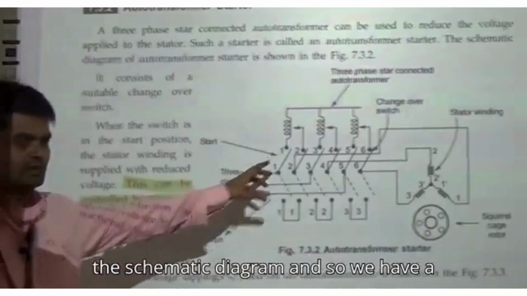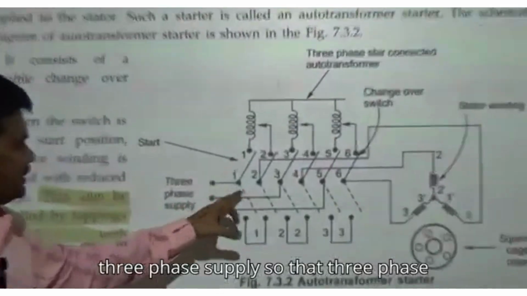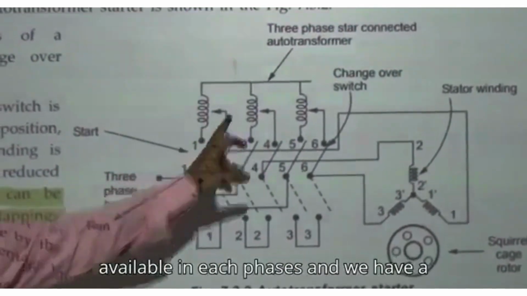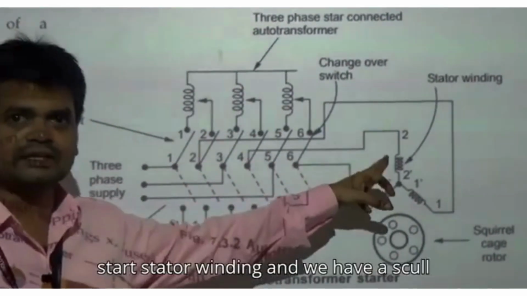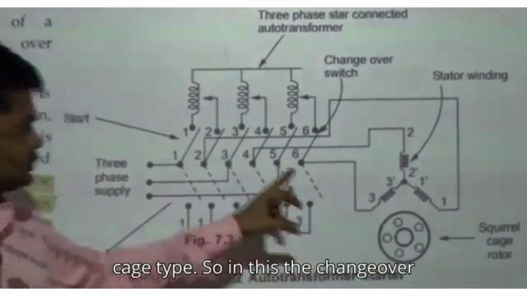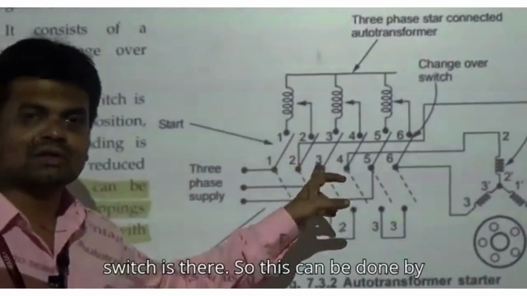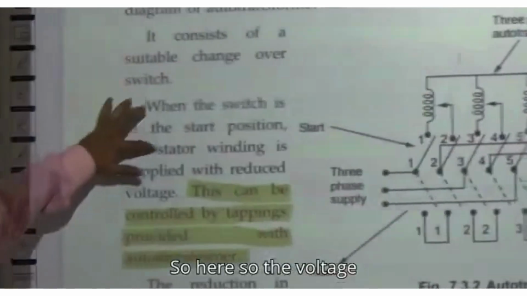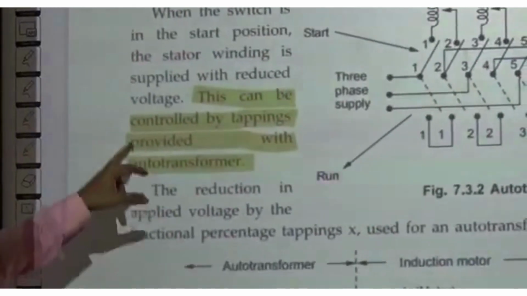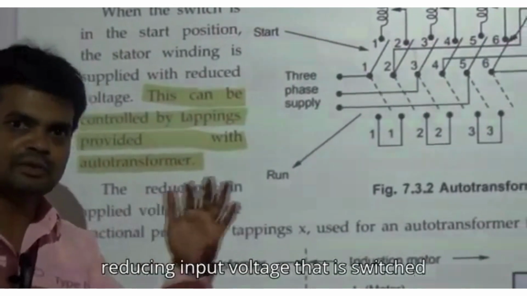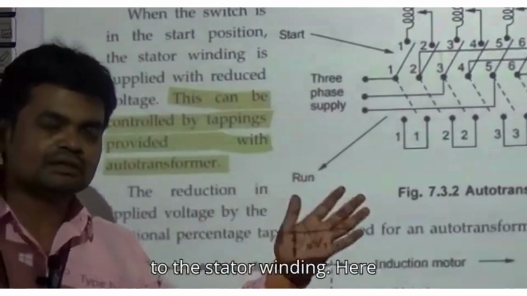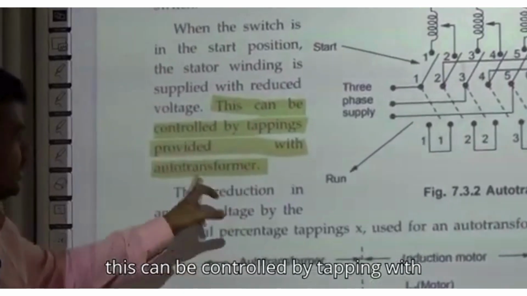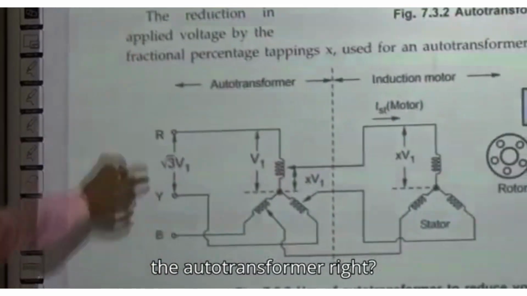So this is the schematic diagram, and we have a 3-phase supply. In the 3-phase transformer, tapping is available in each phase, and we have a stator winding and a squirrel cage type rotor. There is a changeover switch, which can be operated manually or automatically, right? The voltage fed to the stator winding is reduced by reducing the input voltage, and this can be controlled by tapping with the auto transformer, right?